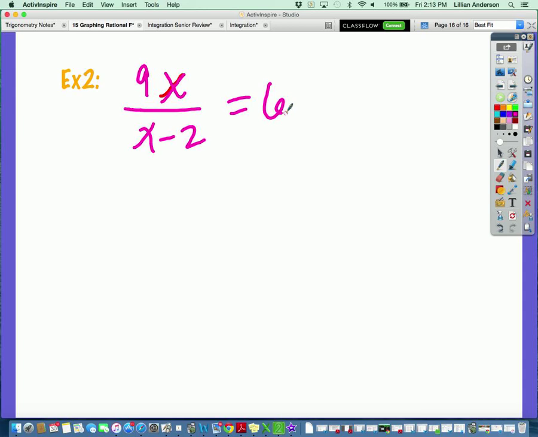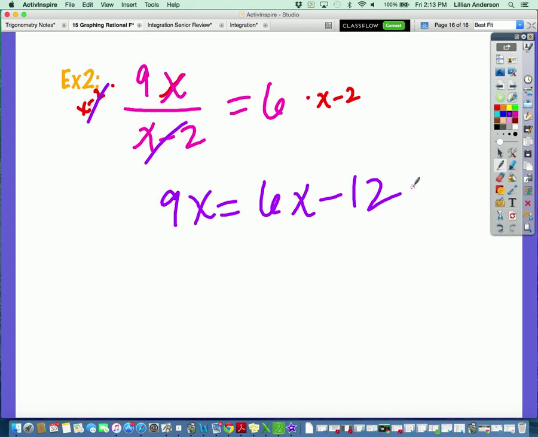What do you think? 9x equals 6, right? Oh, no, you did have to do 6x minus 2, okay, 9 is 12. Exactly. You gotta multiply. Get rid of that denominator. These cancel. 9x equals 6x minus 12. How do I solve for x?